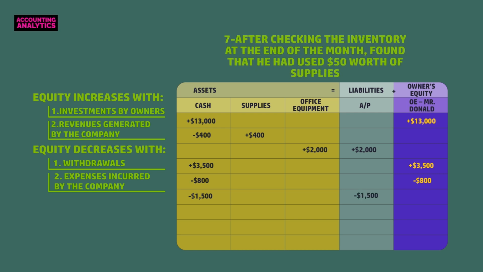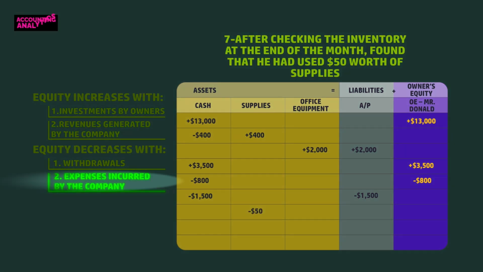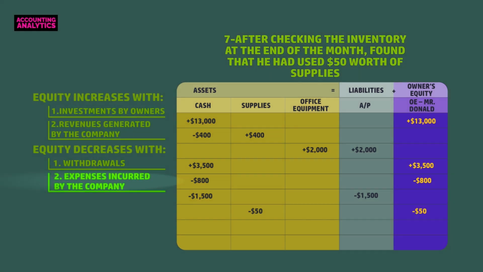Number seven, after checking the inventory at the end of the month, found that he had used $50 worth of supplies. So we used $50 of the supplies, meaning the supplies will be reduced by $50, and this is an expense. Expenses reduce the equity, so the equity account will be reduced by $50.